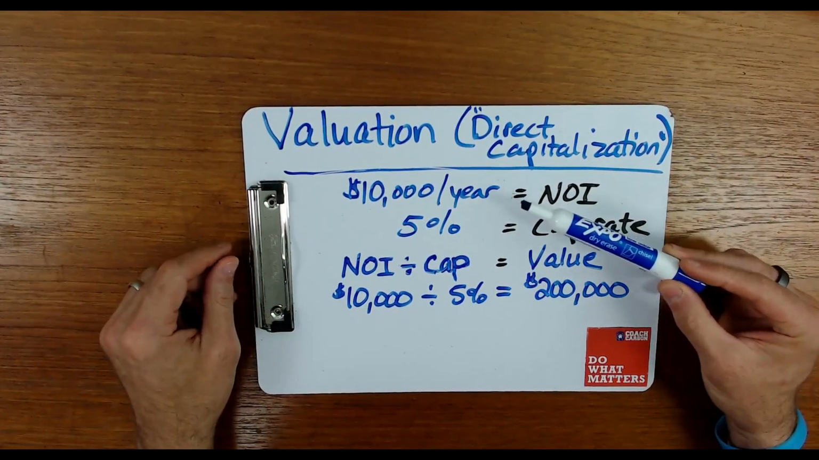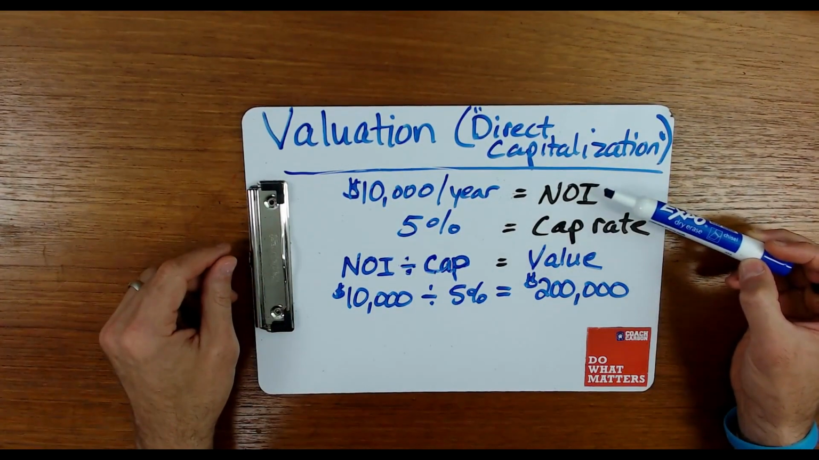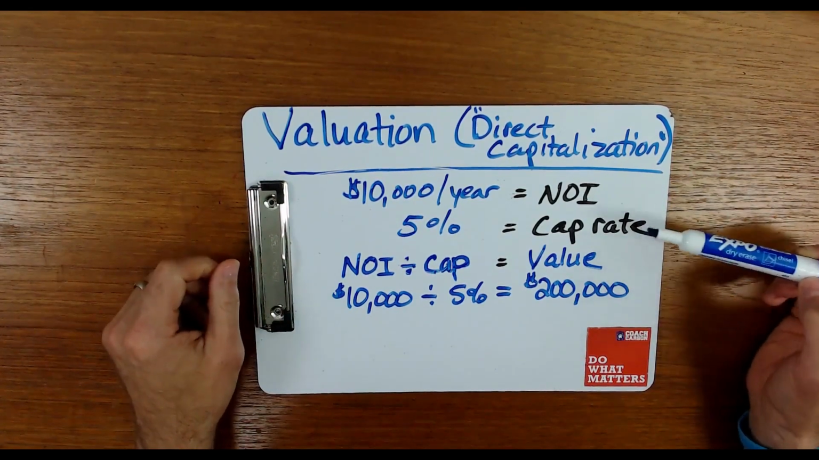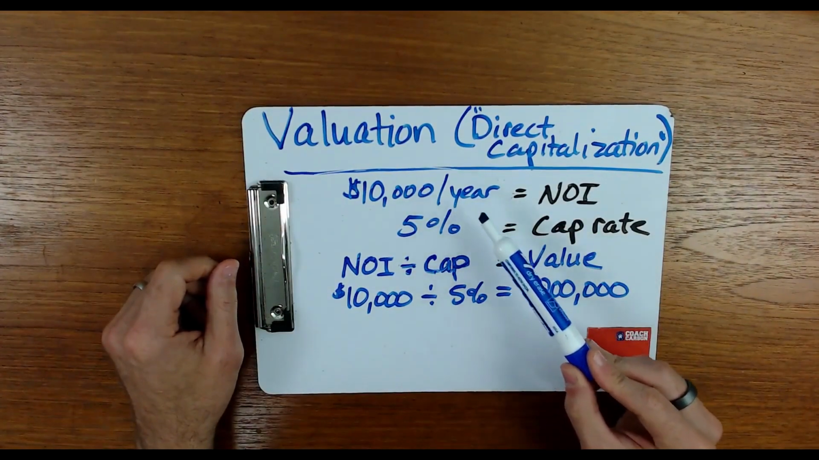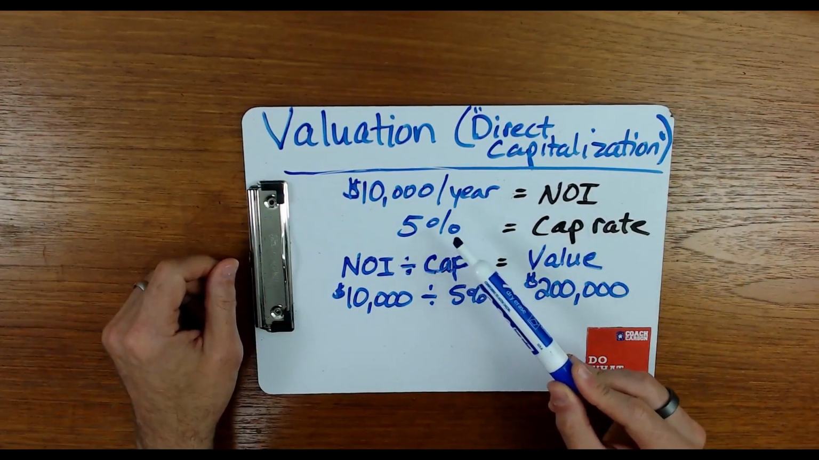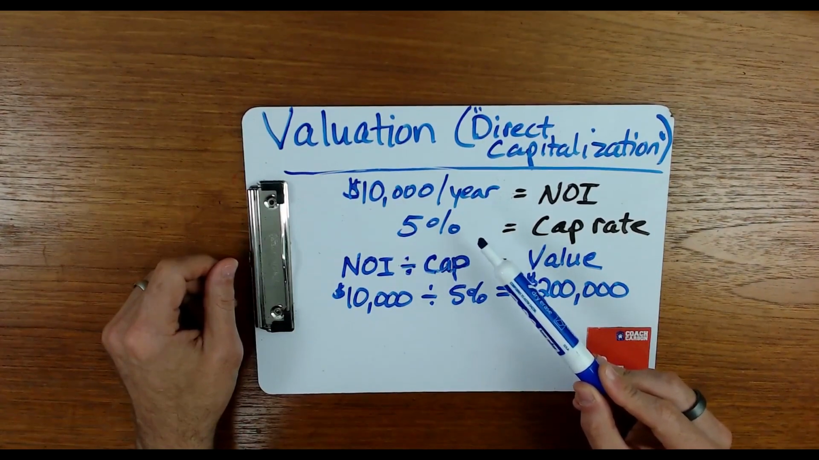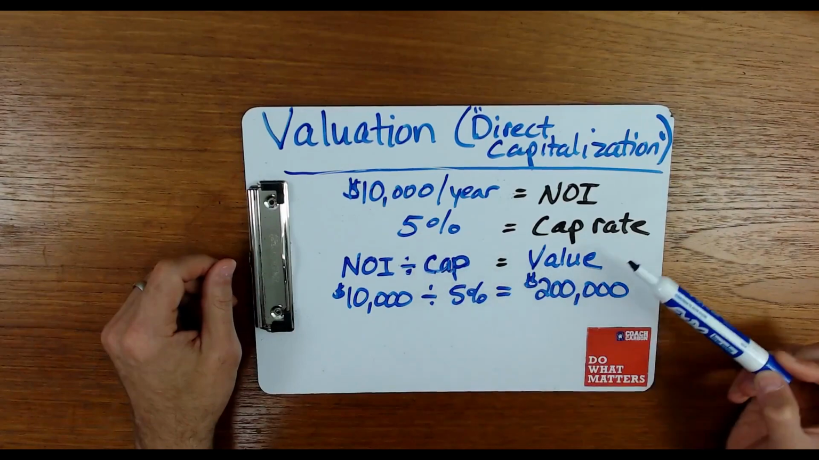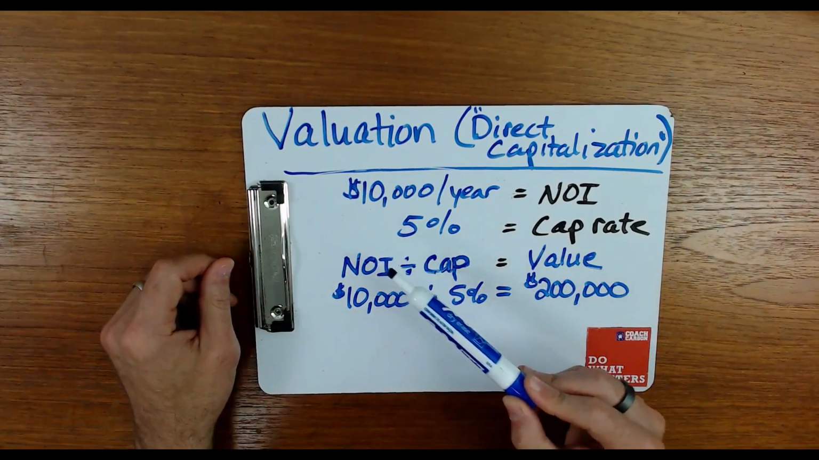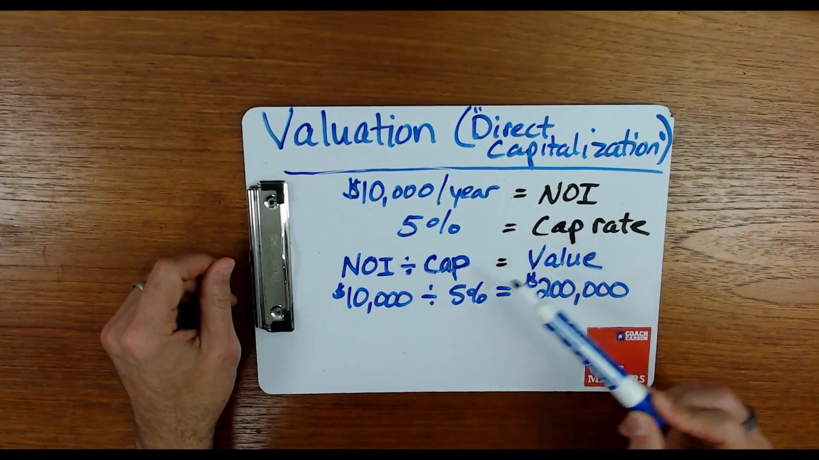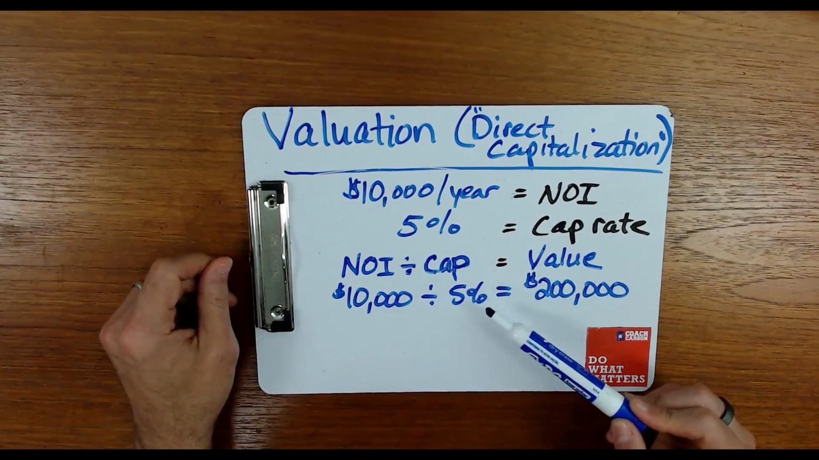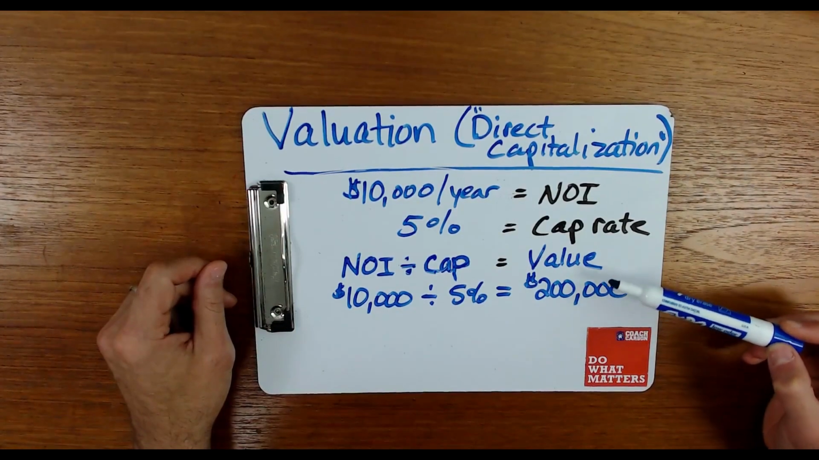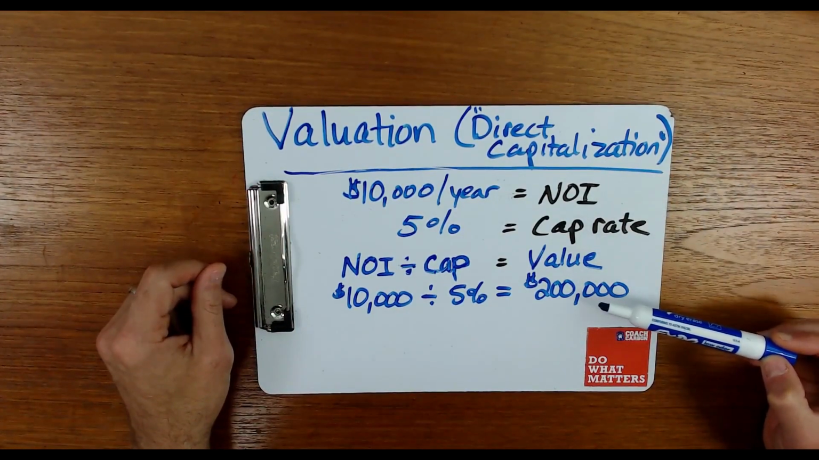So just to review though, if you have the NOI, if you know that number, you can figure it out. And if you can figure out what the market cap rate is by talking to brokers, talking to appraisers, let's say you know that $10,000 per year is the NOI, and there's a 5% cap rate for this type of property in this market. You would just reverse the formula. So instead of figuring out what the cap rate is, you're going to try to figure out what the value is. And so NOI divided by cap rate equals value, and $10,000 divided by 5%, in this very simple example, is $200,000. So that's the simple application of the direct capitalization method.